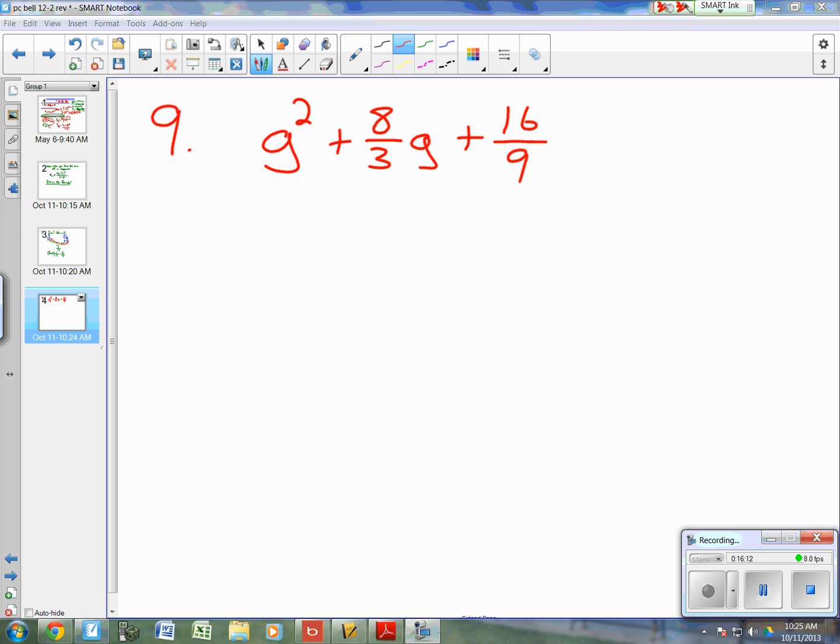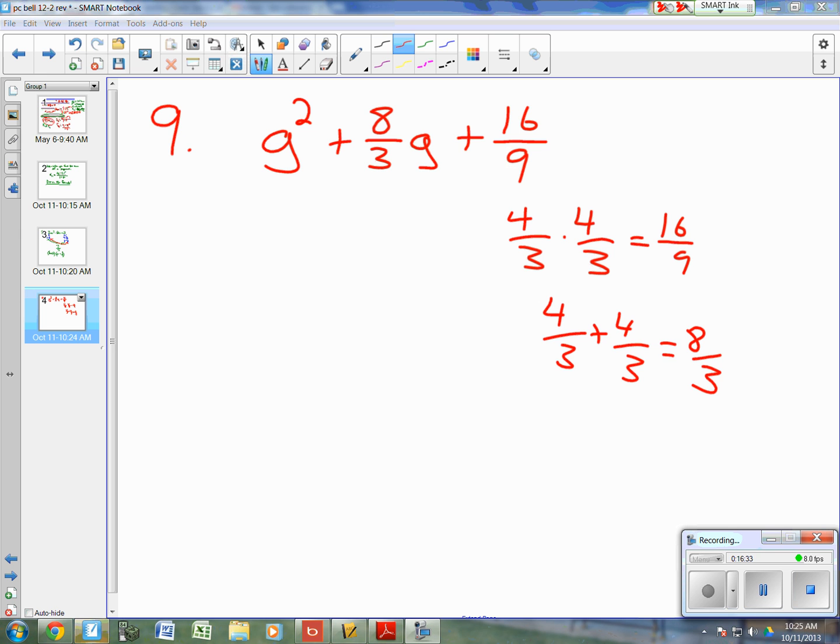Okay, so I'm going to look for the numbers I can times together and get 16/9. What numbers can I times together and get 16/9? I could go 4 over 3 times 4 over 3, right? Well, look at this. 4 over 3 times 4 over 3 is 16/9, right? And 4 over 3 plus 4 over 3 is equal to what? 8/3, which is my middle term, right? So that one works out.